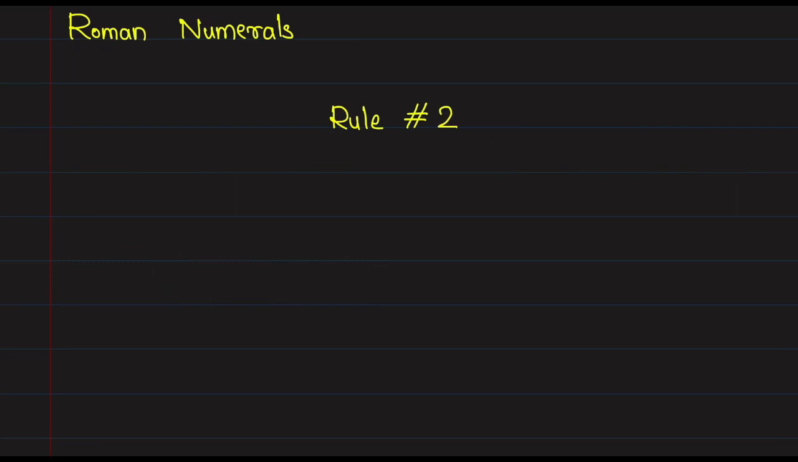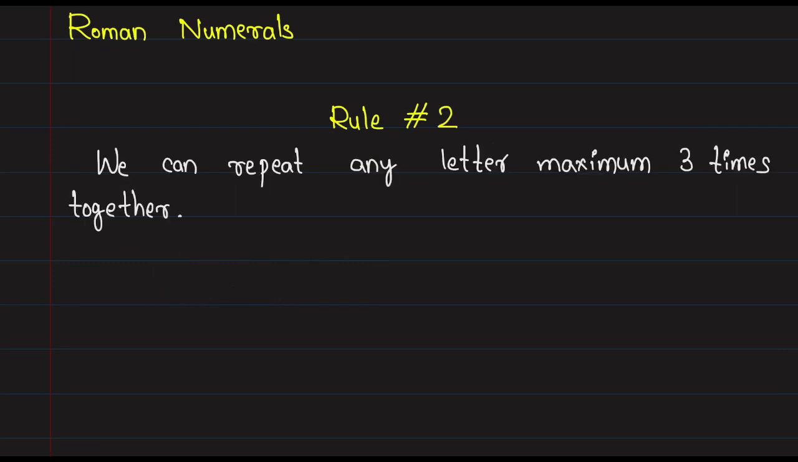Rule number 2. We can repeat any letter a maximum of 3 times together. So together any Roman letter cannot be repeated more than 3 times. For example, we want to write 4. We cannot write IIII. Repeating more than 3 times is not allowed. So this is the wrong way of writing. Suppose we want to write 50. So we cannot write XXXXX, because repeating any Roman letter more than 3 times is not allowed. This is also a wrong way of writing.